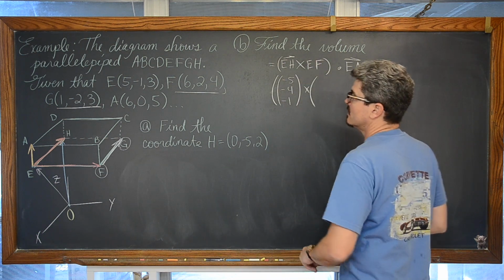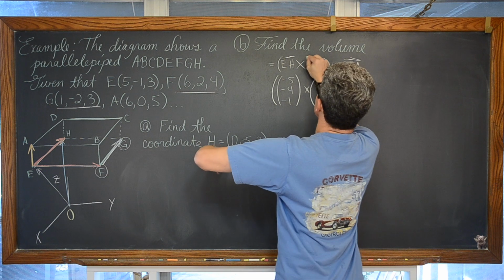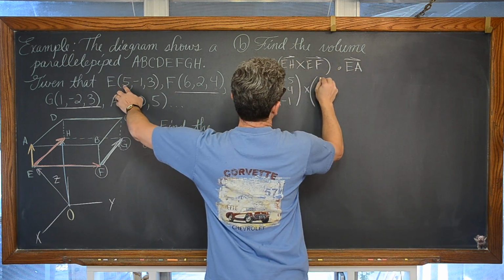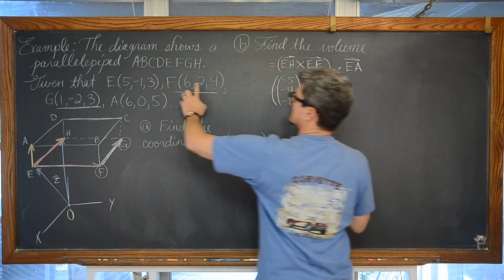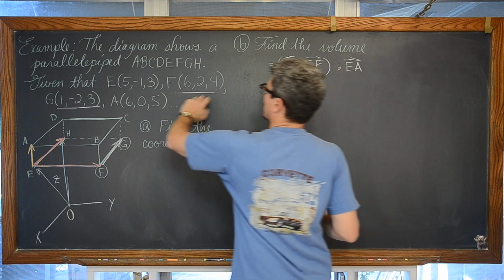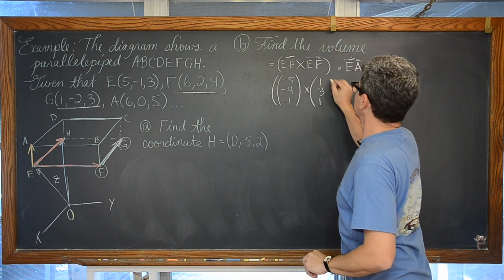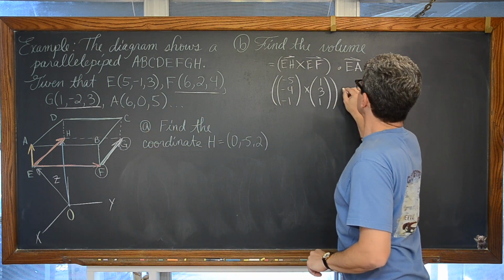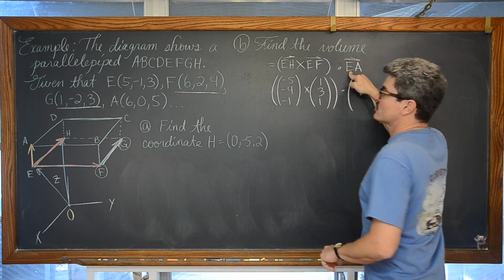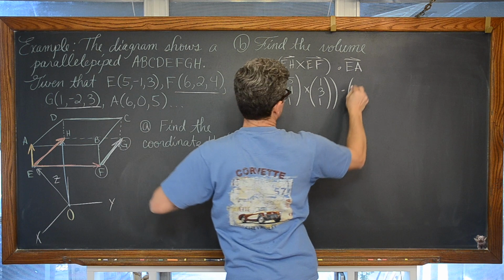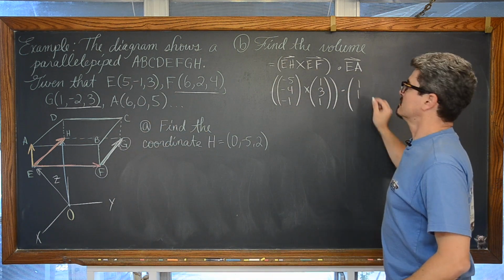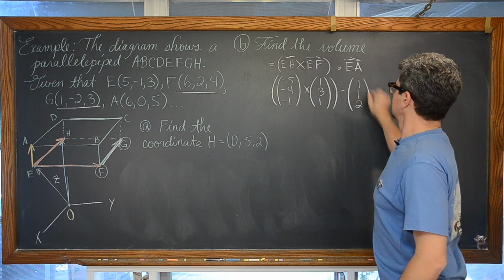EF. Oops, forgot my notation. Terminal minus initial, 6 minus 5, which is 1. 2 minus negative 1, which is 3, and 4 minus 3, which is 1. We're going to dot that with vector EA. Terminal minus initial point, 6 minus 5 is 1, 0 minus negative 1 is 1, 5 minus 3 is 2.